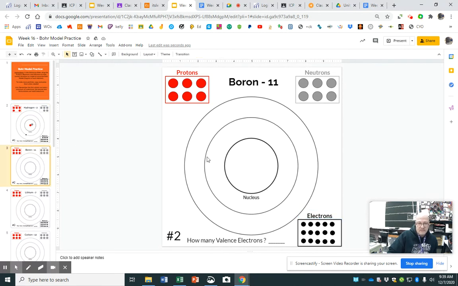So boron is number 5, so you draw 5 protons in there. It needs to have 11 things in there, so 5 protons and 6 neutrons. You're going to drag them all in there. It's okay if they overlap. And then you need 5 electrons, 1 electron for every proton.